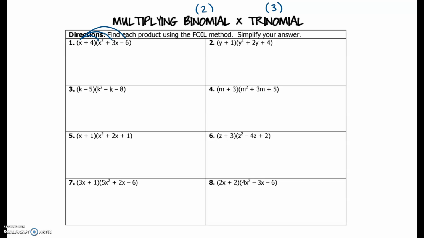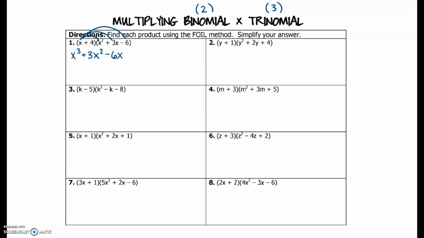So I'm going to draw these three lines to show myself I have to multiply that x times x squared, which means 1 plus 2 would give us x to the third. I multiply x times 3x, which would give us 3x to the second. And I multiply x times negative 6, which gives us negative 6x.